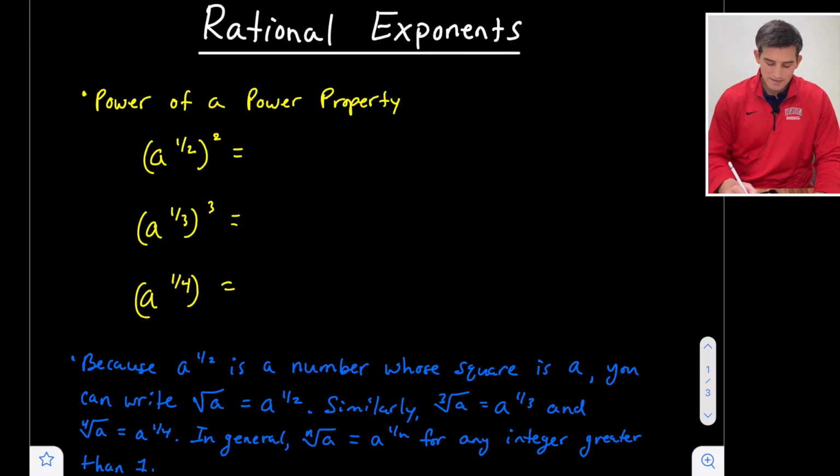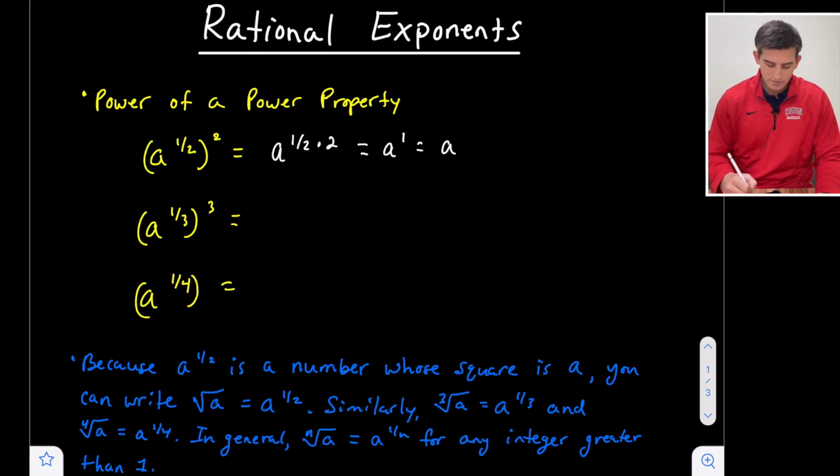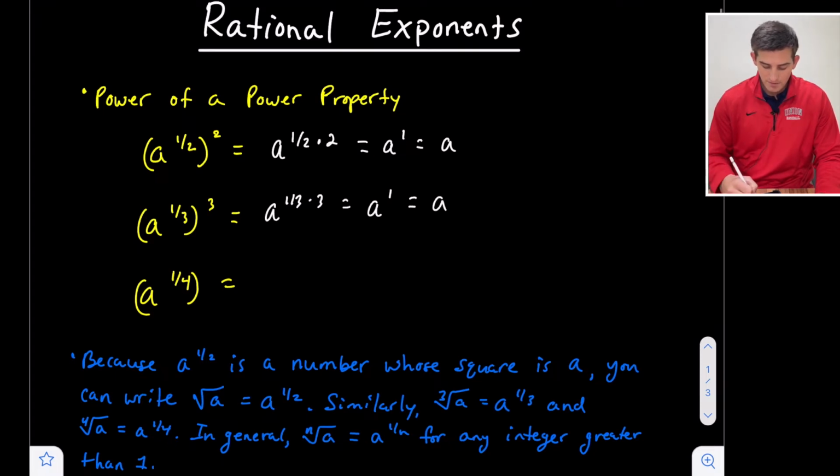So we could rewrite this as a to the 1/2 times 2, because we have two powers, so we would multiply those two powers. Well, what is half of 2? It is 1, and a to the first power is just a. Let's go down to the next one. If we did a to the 1/3 times 3, we get the same thing: a to the first is a. A to the 1/4, there should be a 4 here, and then times 4, we get a to the first, which once again is a.